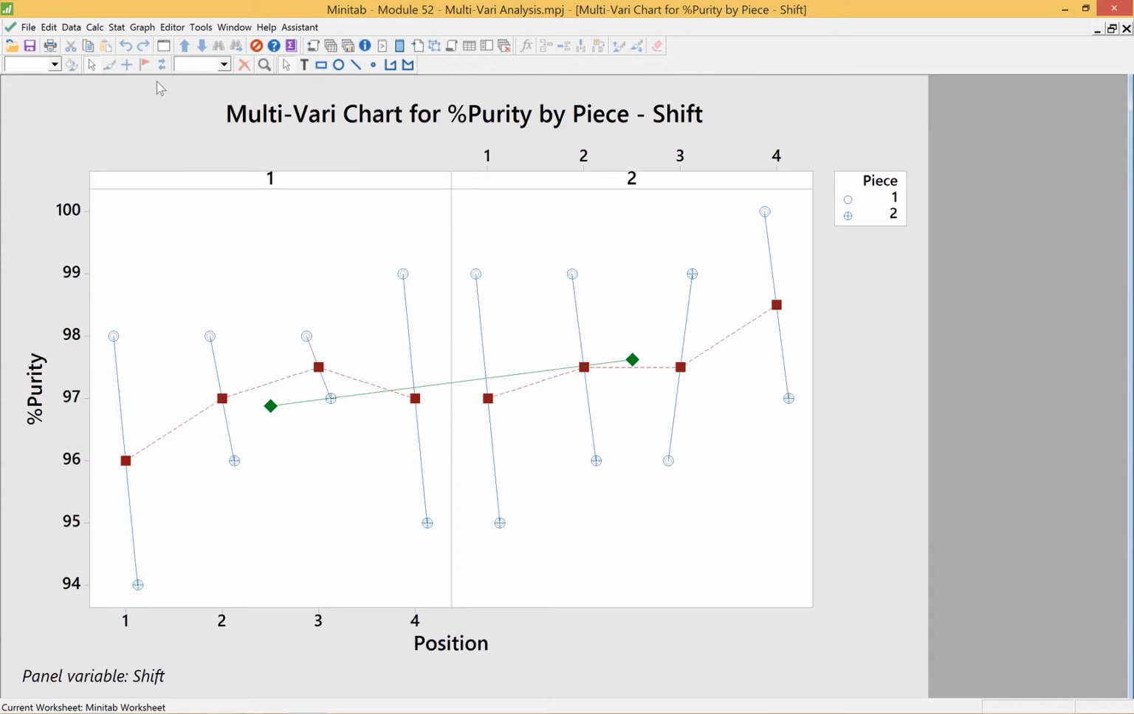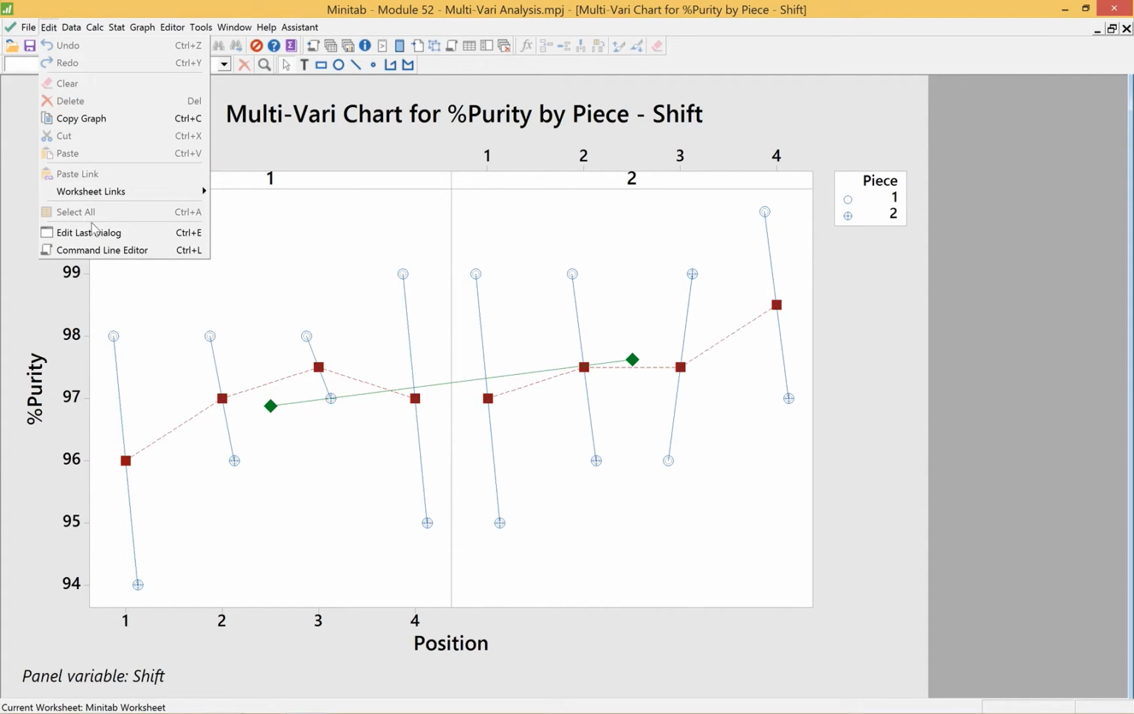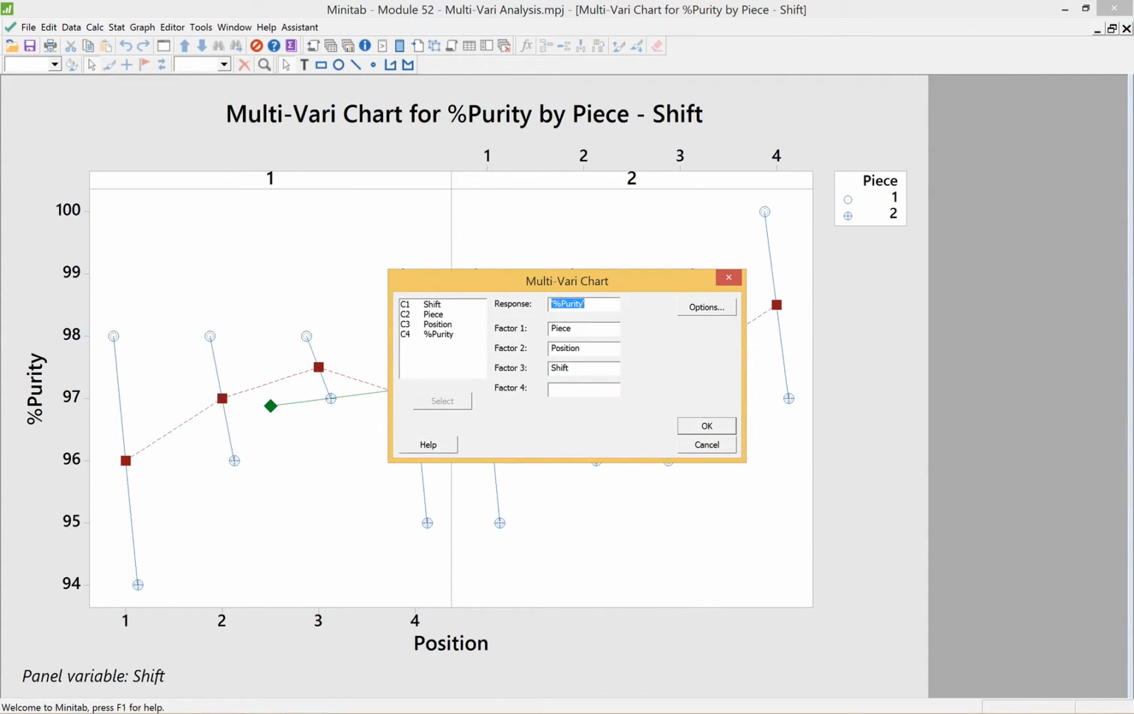And then these positions, if you will, I can't see the difference. Look at this. As I'm taking a look, I start seeing it's getting confusing. It's not as clear. Let's take a look again. Edit the last dialog box, and I'm going to shift it one more time. And now what I'm going to do is change this, and I'm going to put in here position, and then shift as a second one, and piece as a third.